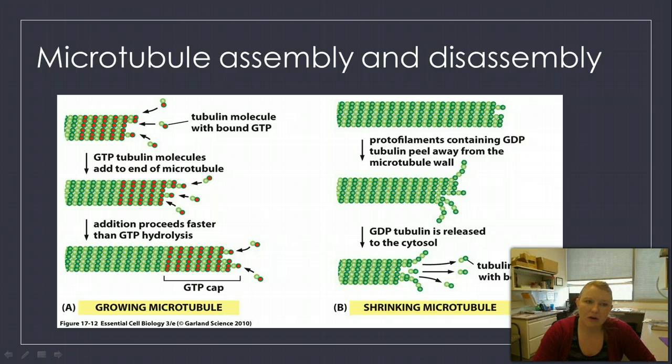Now remember, assembly and disassembly will always happen from the positive end of the microtubule, not the negative end. So this is always going on that one side.